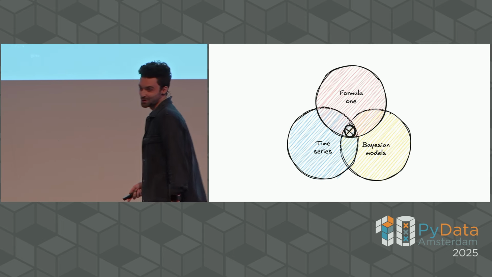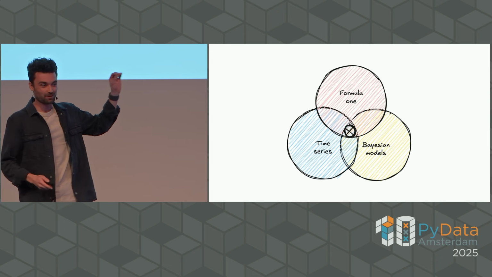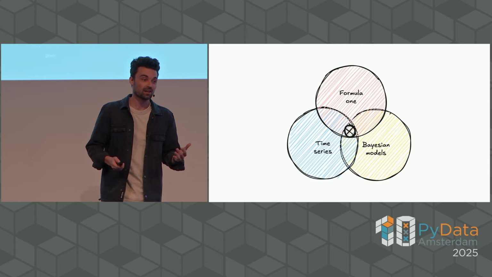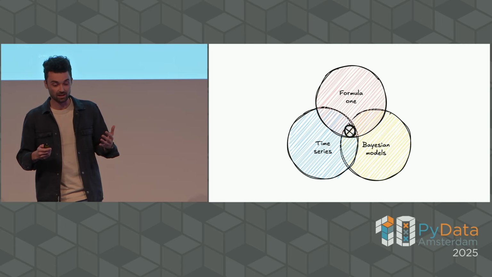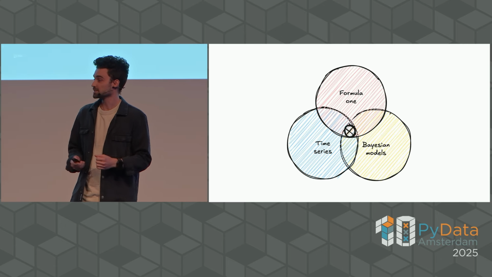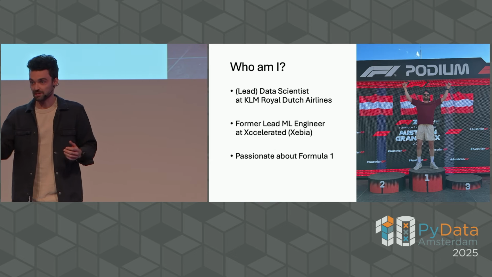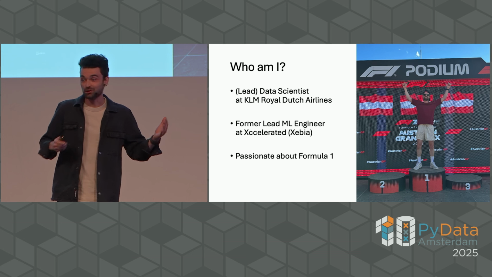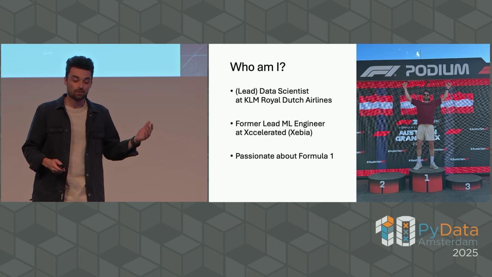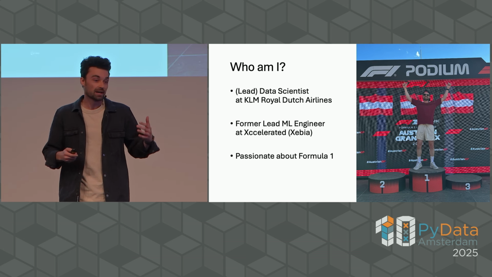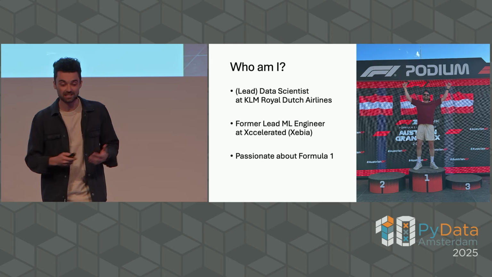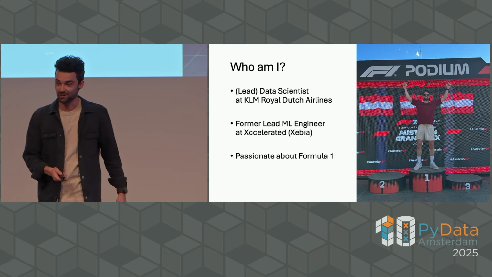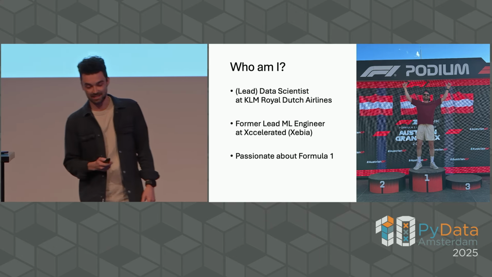Exactly. So today we're going to talk about how these things overlap, how we can use time series Bayesian to do a case study on Formula One, and learn about the framework that I'm presenting here. Then, who am I? I am a lead data scientist at KLM working on time series models, and I chose to do it the Bayesian way. Formerly, I was the lead ML engineer at Accelerated, where I trained and coached engineers and scientists, and I'm passionate about Formula One. This is me on the Formula One podium in Austria earlier this year when I attended the Grand Prix.